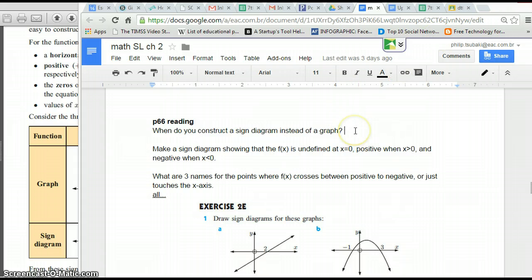So the answer is, you use a sign diagram when you are in a hurry, when you need to do it fast. Make a sign diagram showing that f of x is undefined at x equals 0, positive when x is greater than 0, and negative when x is less than 0.